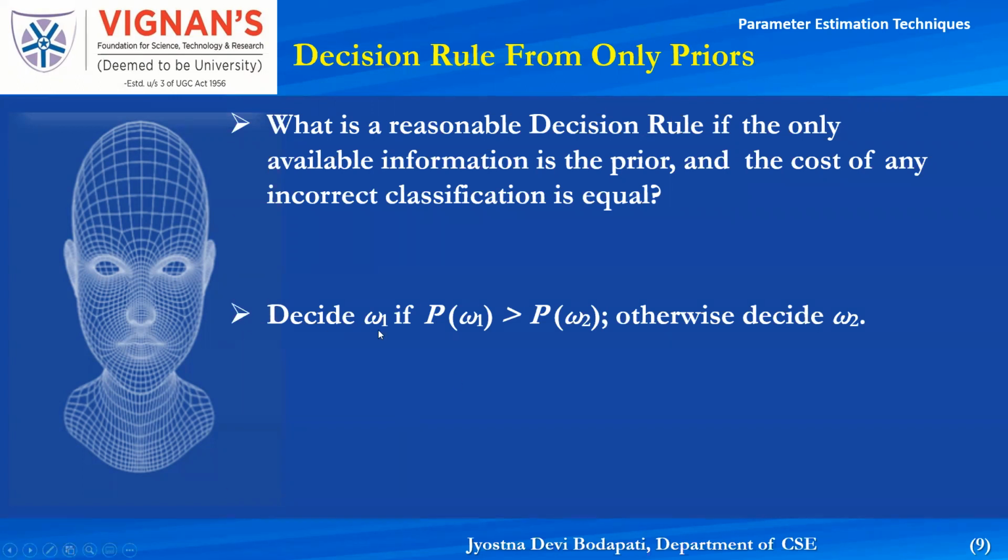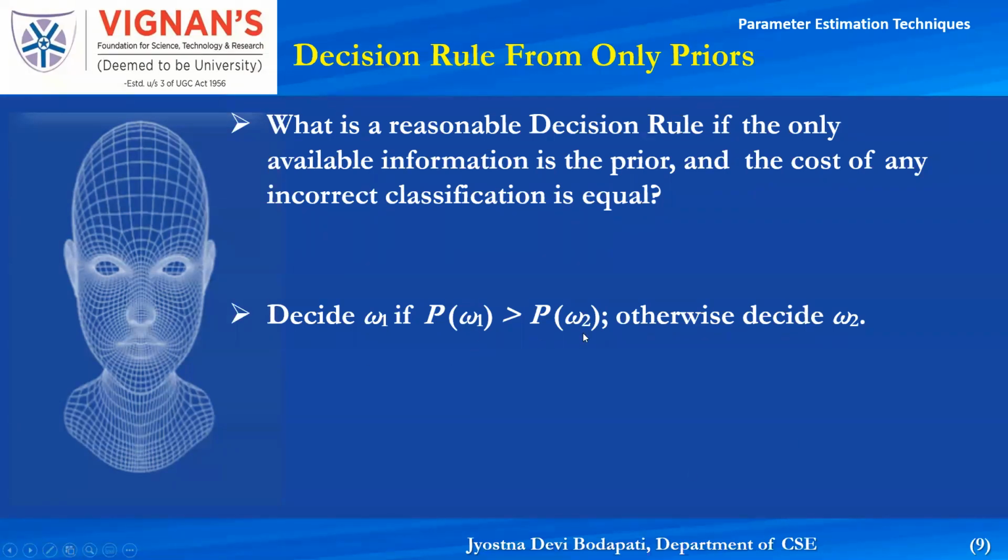We can say that if the prior probability of omega 1 is greater than the prior probability of omega 2, then take the decision as omega 1. What do I mean by this? You assign the new person to the class whichever has the higher prior probability, right? Does it make sense or not? When I don't have any other information, that's the only clue, right?